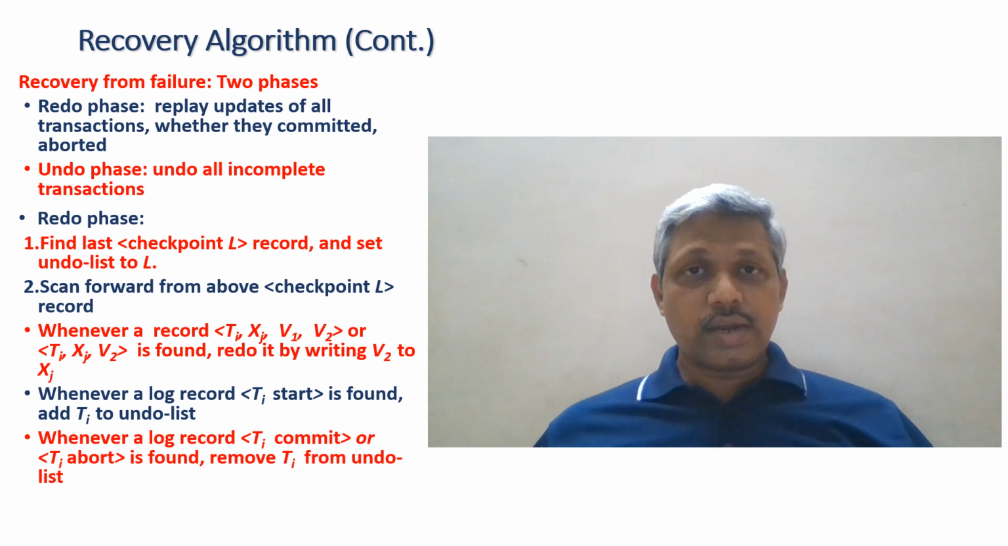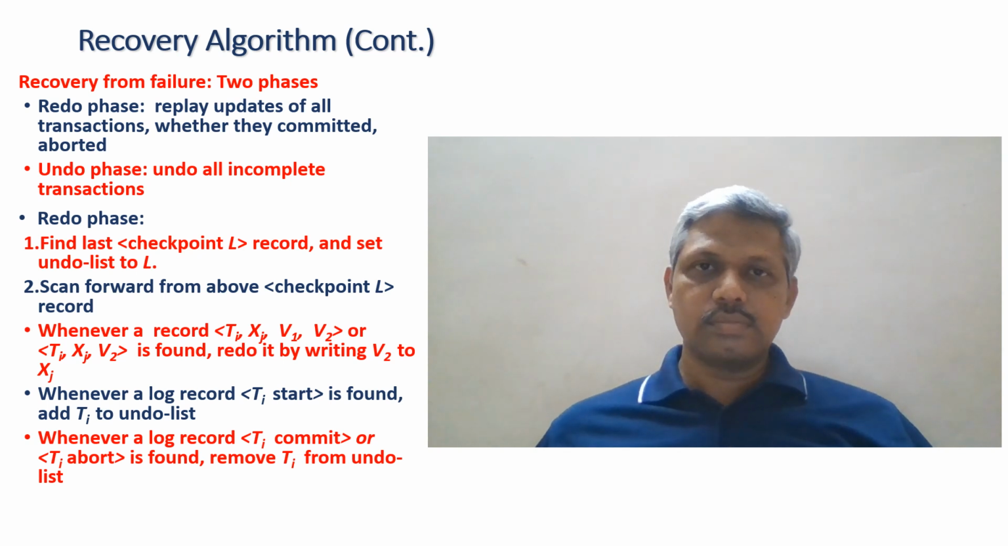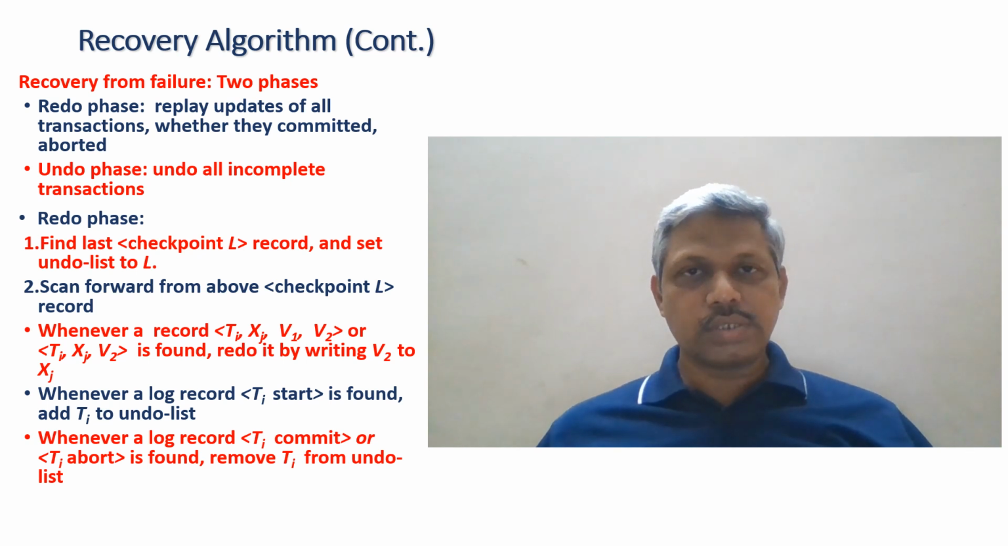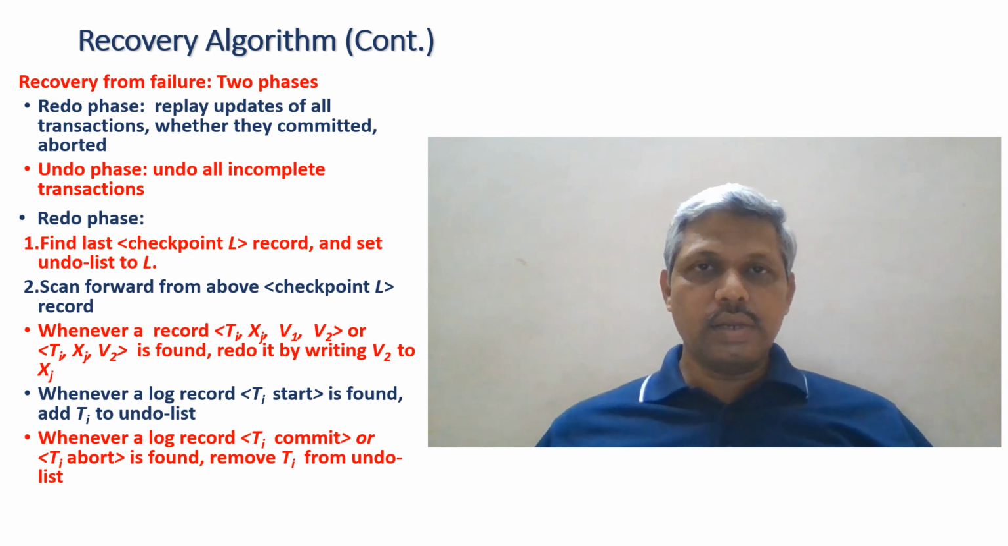If you do not find any commit or abort log record, the to-undo list will take care of that in the next step, right? So that has to be updated continuously in the reading process itself. But for whatever updates and compensation log records there are, all the redo actions are to be redone. This is phase 1.